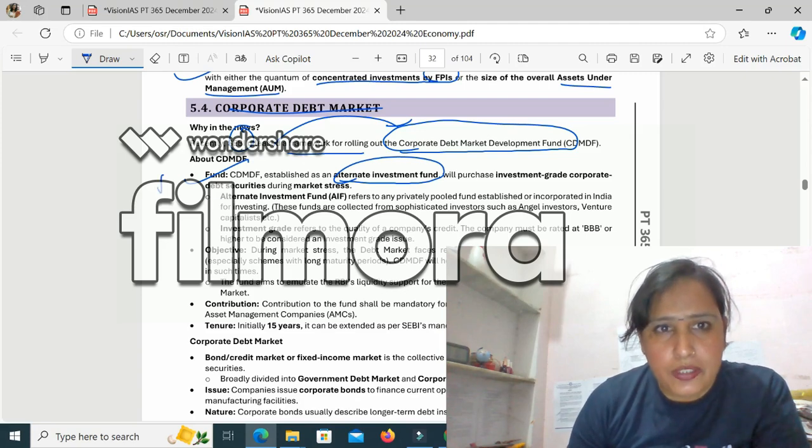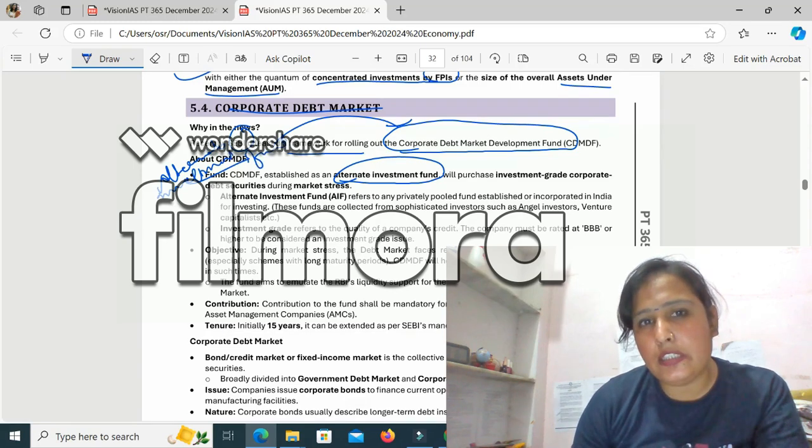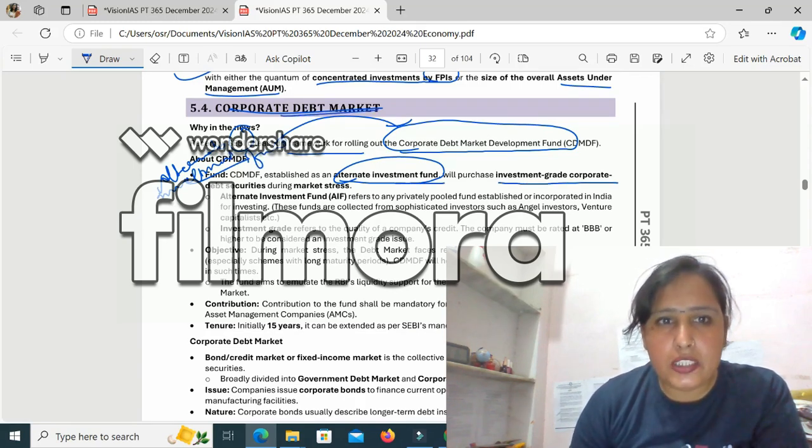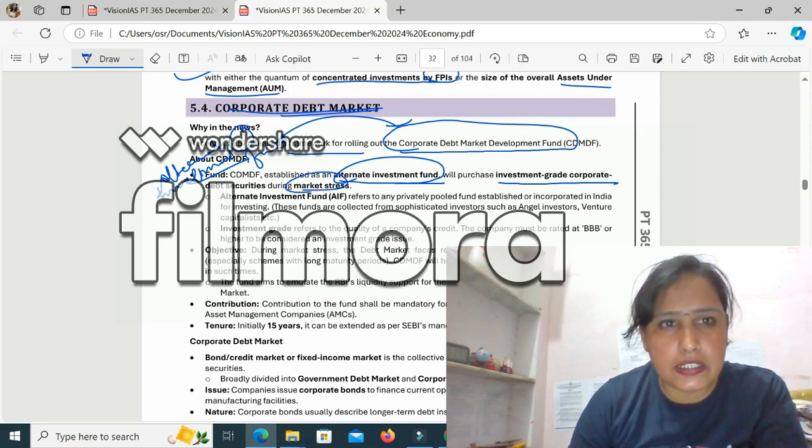We can say this is an alternate investment fund. So the corporate debt fund is an alternate investment fund that will purchase investment-grade corporate debt securities during market stress. If there is stress in the market, in that situation the fund can purchase the corporate debt securities from the market.